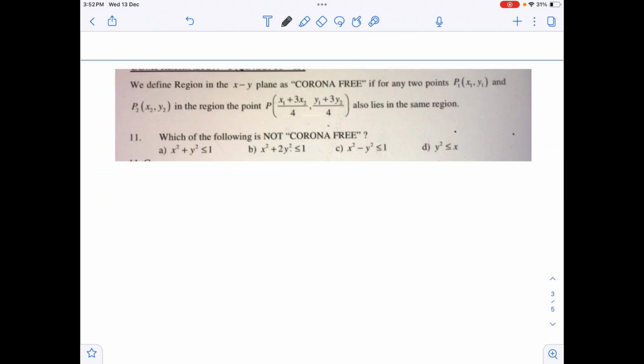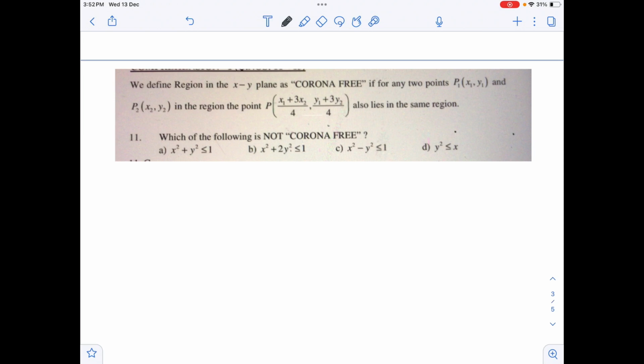Let's move to the third question, the last question for today's session. So we define a region in the XY plane as corona free. This problem we created when COVID was there. So if for any 2 points (x1, y1) and (x2, y2), the point ((x1 plus 3 x2) by 4, and similarly for y) also lies in the same region, then the region is corona free. Which of the following is not corona free?